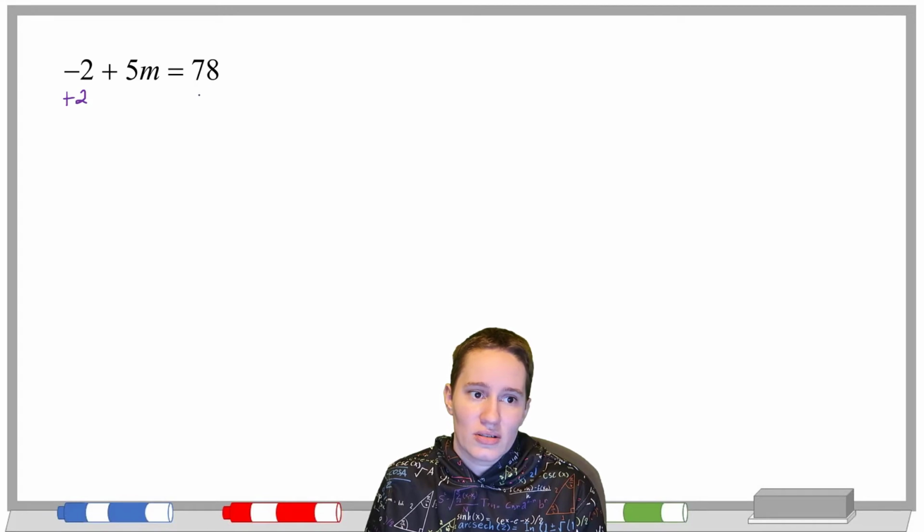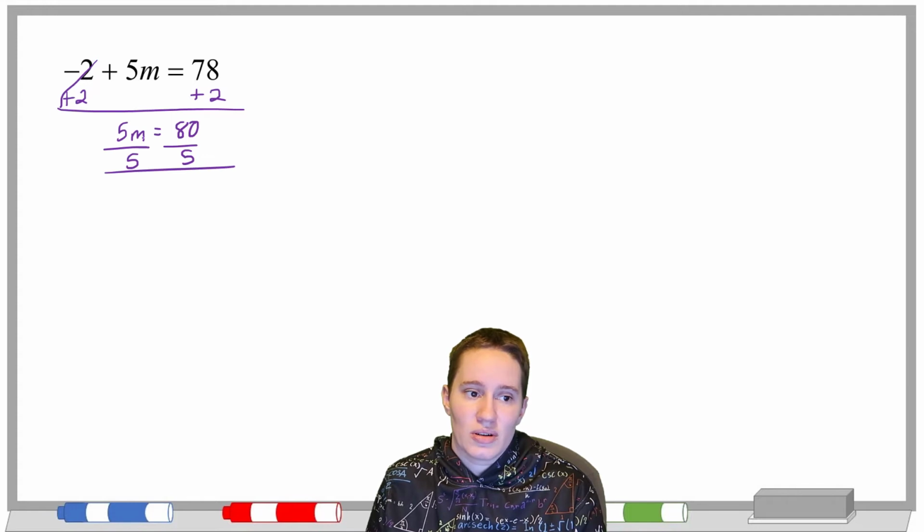So we're going to add or subtract first. In this case, add 2. We get 5m equals 80. Then we're going to divide both sides by 5. That should pretty much always be your last step, is the dividing by or multiplying by something.